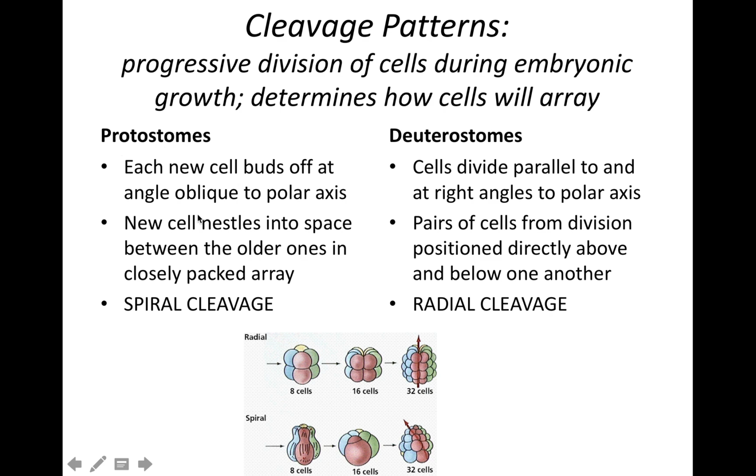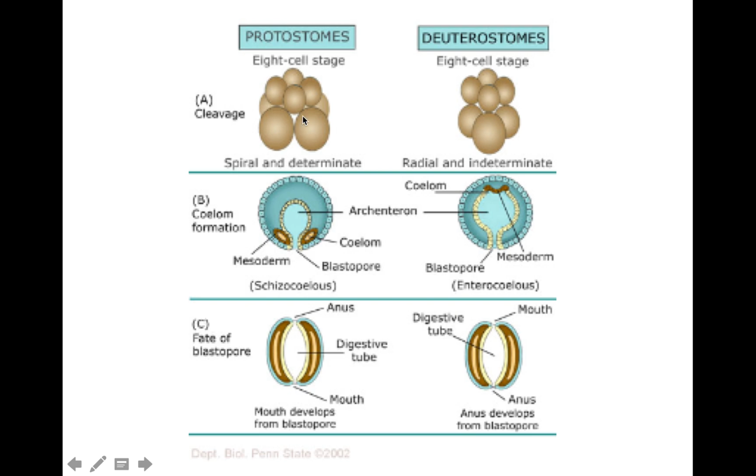So protostomes have spiral cleavage. When they reach that 8-cell division, these 4 cells at the top are going to be asymmetrical in the division, and they're going to lean to one side, and you get this nice little spiral cleavage. Whereas with deuterostomes, they are directly above each other, and you get radial cleavage. This diagram shows protostomes in the 8-cell stage versus deuterostomes in that 8-cell stage, and you can see that these 4 are not on top of the bottom 4.